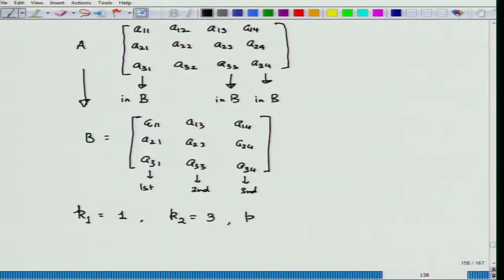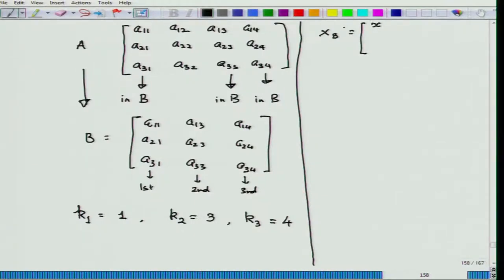And k 3, the third column of the basis matrix, is the fourth column of the original matrix. So, this is what this notation actually means. So, I will just divide this page a bit. Now, x B denotes the vector whose components correspond to these columns. So, x b in this case would correspond to the basis columns. So, x 1, basically x k 1, x k 2, x k 3.